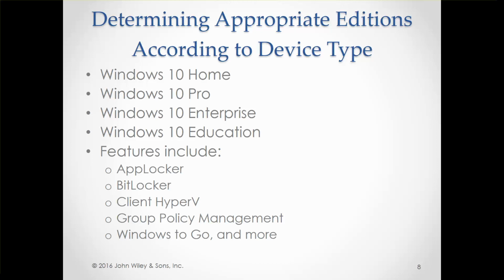And the network screen. Some of the features that we're going to see in Windows 10 include your App Locker, BitLocker, your Client Hyper-V, your Group Policy Management, and even your Windows To Go, although Windows To Go has been available since, I believe, Windows 8.